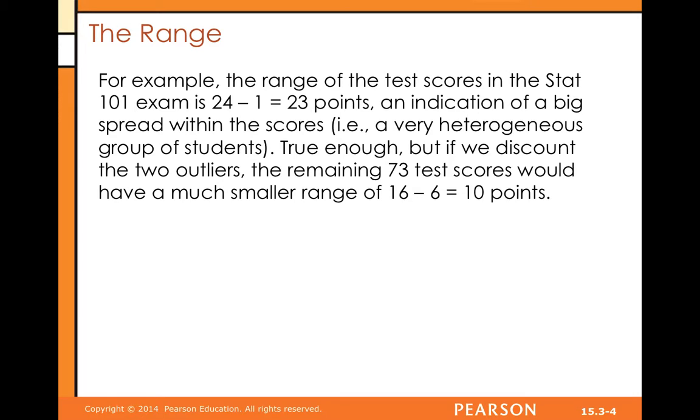Okay, but remember that this data set had two outliers. This 24 and this 1 were both outliers. And so if you throw those outliers away, the remaining 73 students only have a range of 10. Okay, so we cut the range by more than half simply by throwing out some outliers. And again, a range of 10, a spread of 10, is not nearly as big as a spread of 23. Okay, so again, the range is kind of crude. It will just tell you the distance from smallest to biggest, and so sometimes that number can give you a distorted view of how spread out the data is.